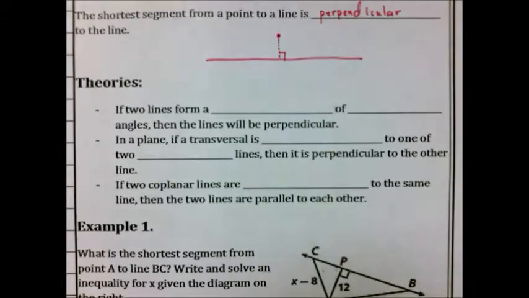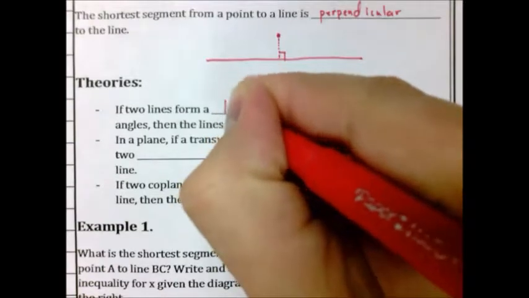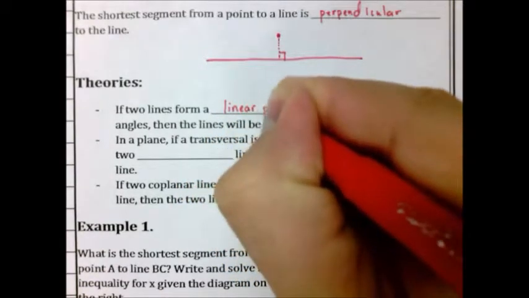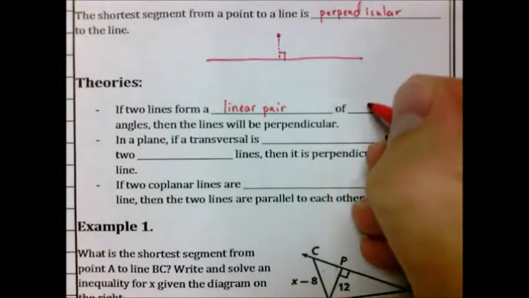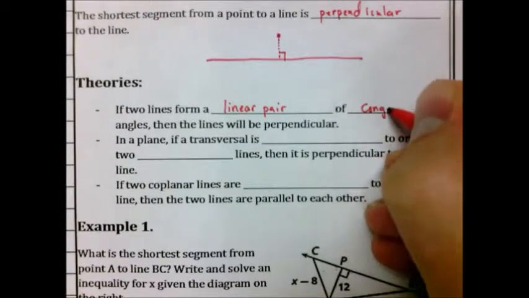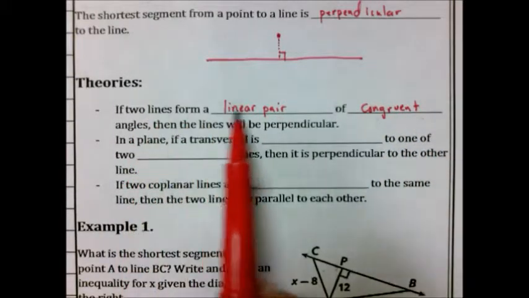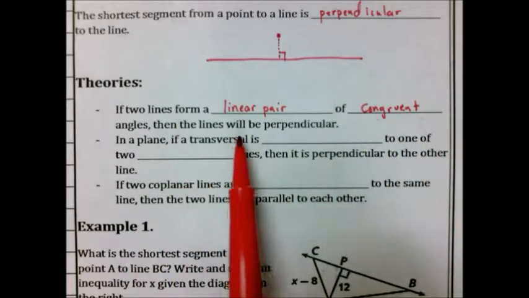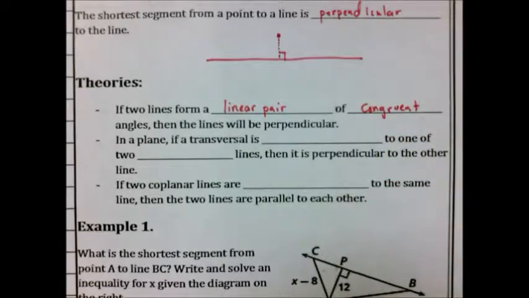Now let's take a look at some of those theories behind perpendicular lines. And this first one, it says if two lines form a linear pair, and remember a linear pair is one that's adjacent, meaning that their angles are right next to each other, and they're supplementary, which means they form 180 degrees, of congruent angles, congruent being the same, then the lines will be perpendicular. So if two lines form a linear pair of congruent angles, then the lines will be perpendicular. And we know then that these congruent angles have to be 90-degree angles.